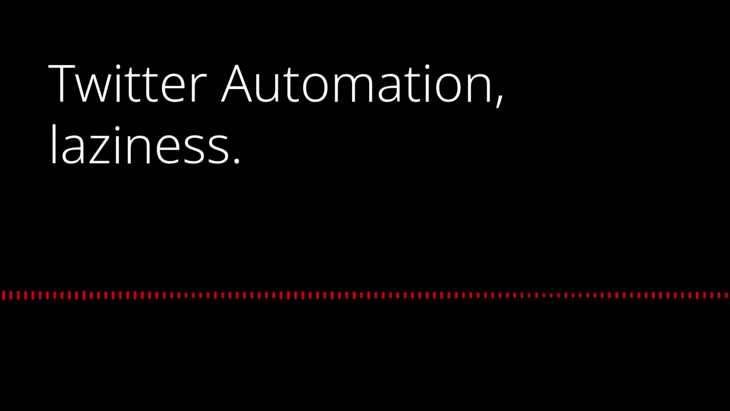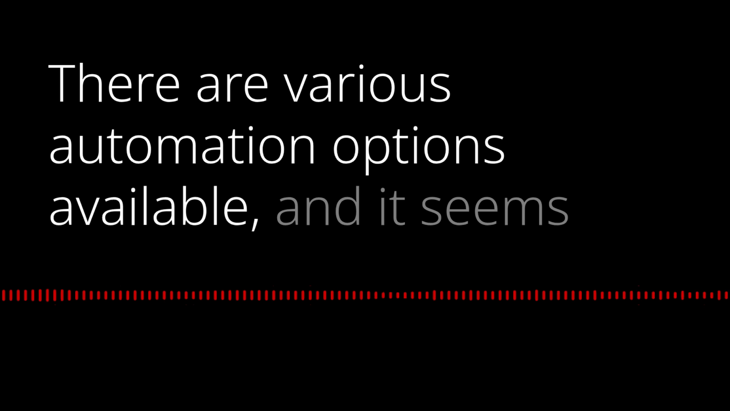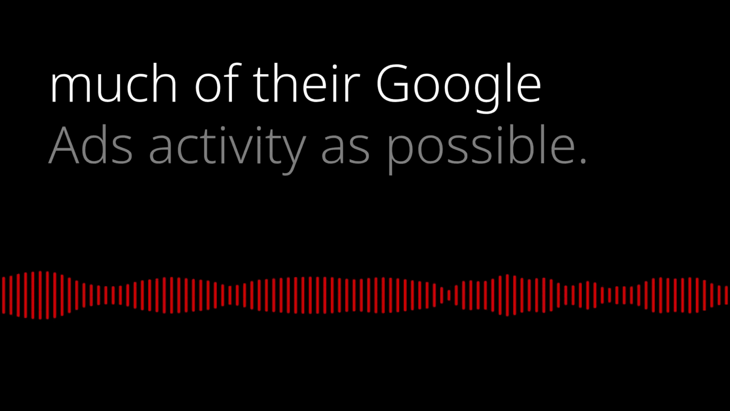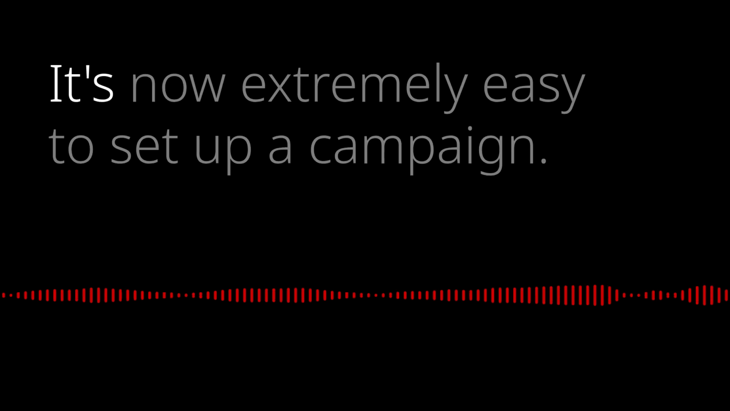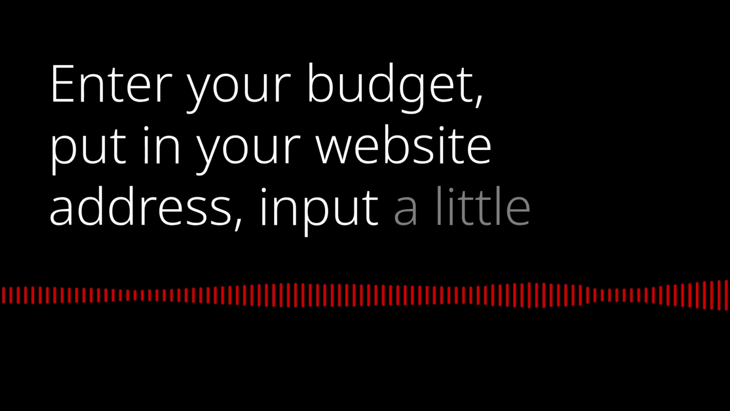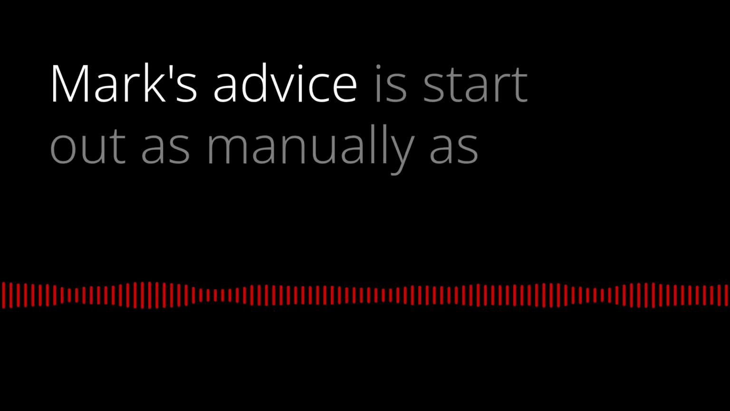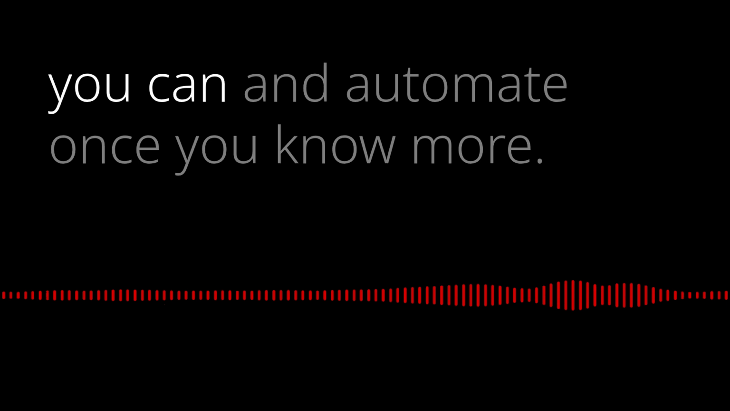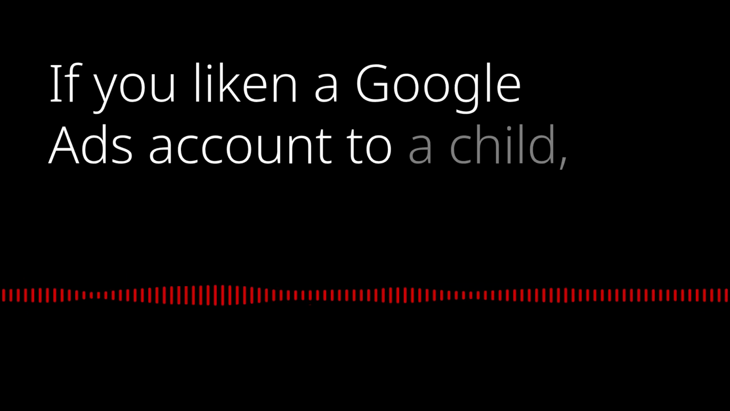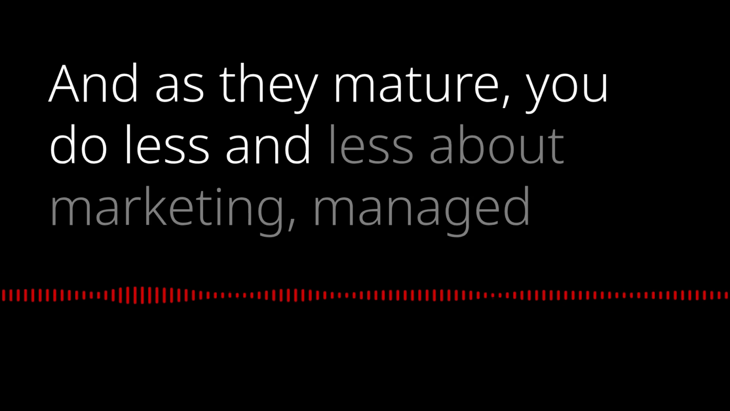Fourth, automation laziness. There are various automation options available, and it seems Google is pushing users towards automating as much of their Google Ads activity as possible. It's now extremely easy to set up a campaign, enter your budget, put in your website address, input a little sales messaging, and let Google Ads do the rest. Mark's advice is to start out as manually as you can and automate once you know more. If you liken a Google Ads account to a child, you begin by doing everything for them, and as they mature, you do less and less.